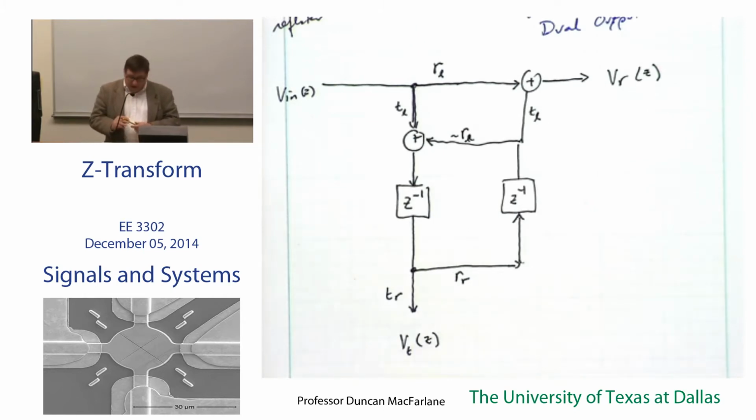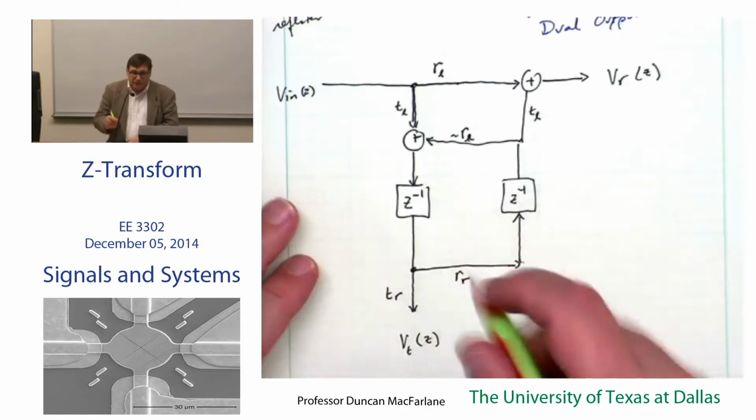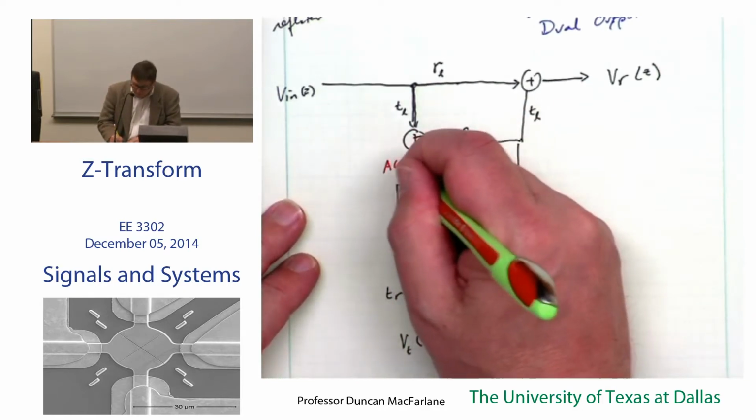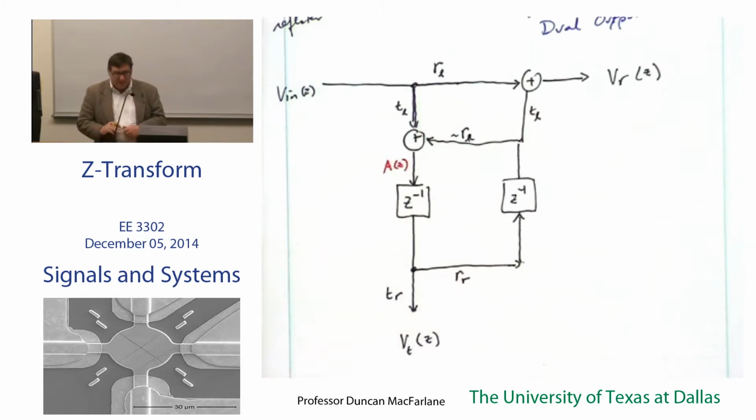All right, now the way I like to model these, the way I like to analyze these, is I like to put in an intermediate variable somewhere like right around in there. So that's an internal signal.